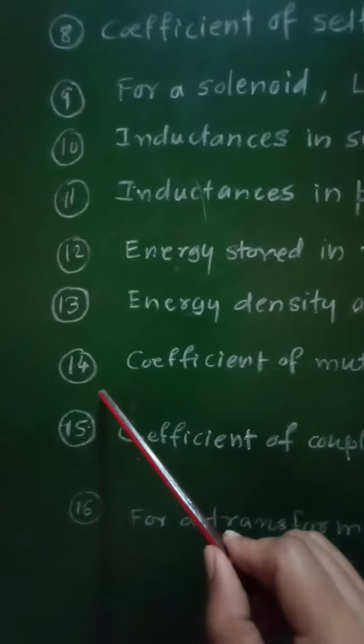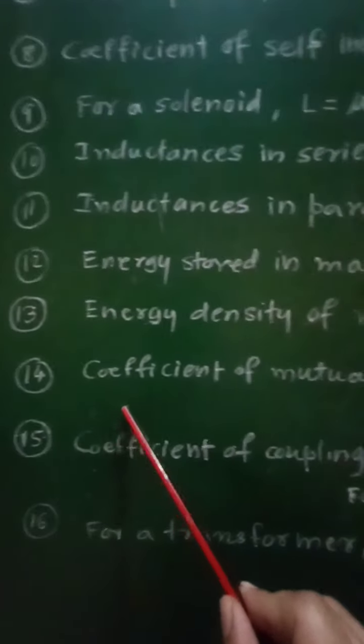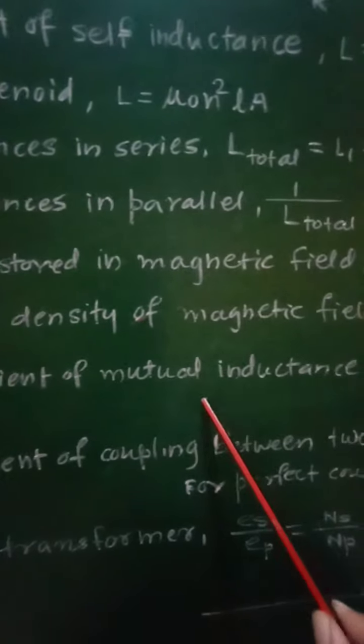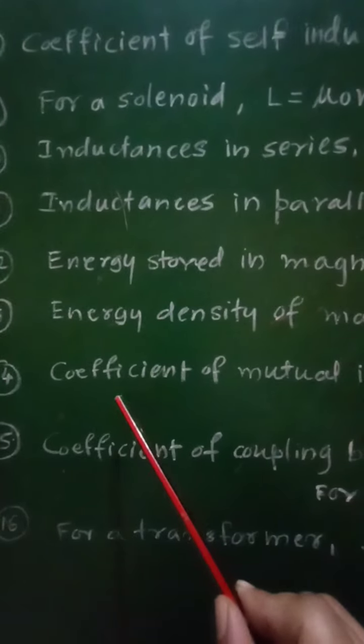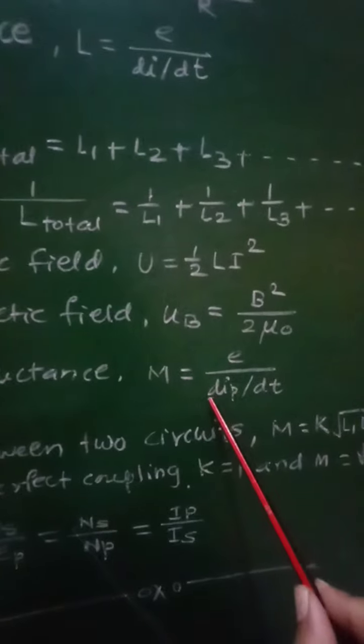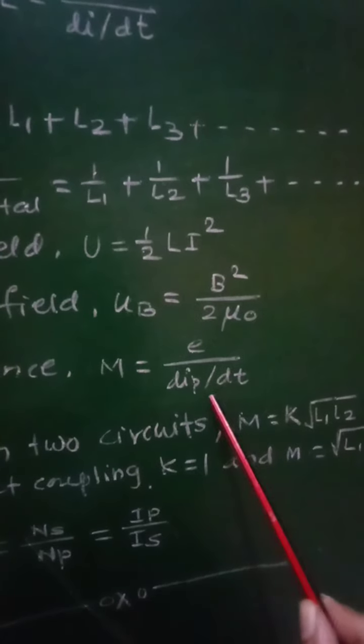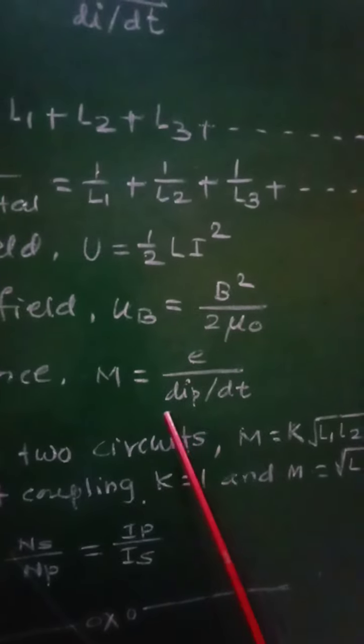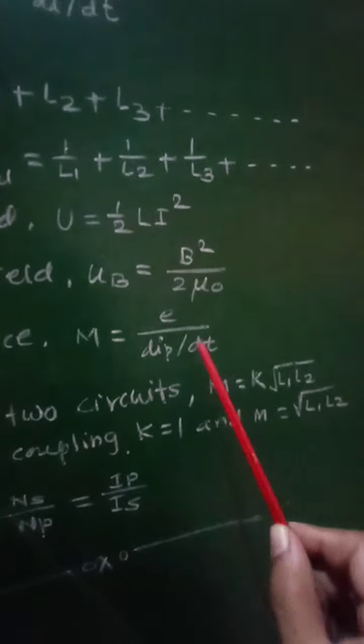Then 14th formula gives the coefficient of mutual inductance. Coefficient of mutual inductance M is equal to E upon di p by dt.